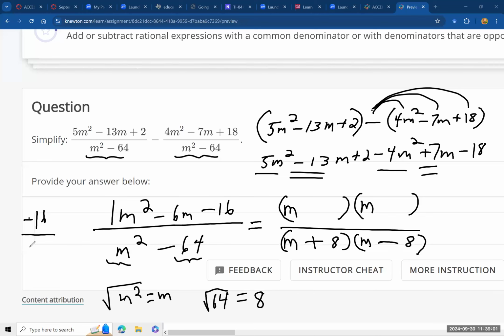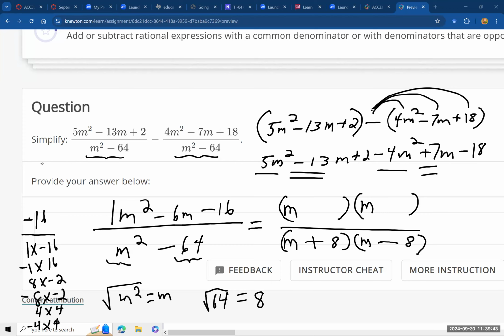So some ways of factoring it are 1 times minus 16, minus 1 times positive 16, 8 times negative 2, negative 8 times negative 2, and then I have 4 times 4 and negative 4 times 4. Only one of these ways gives me a minus 6.